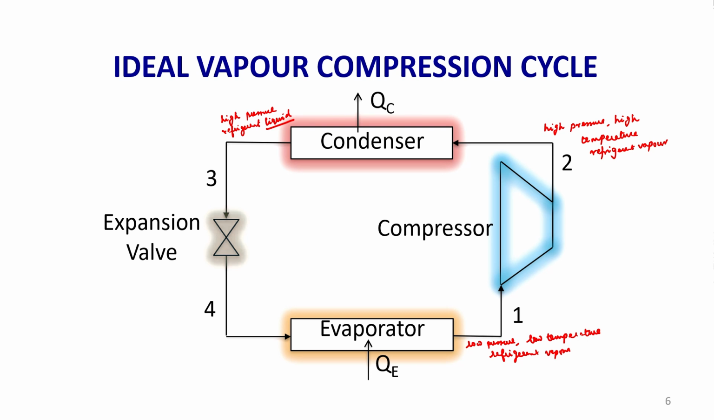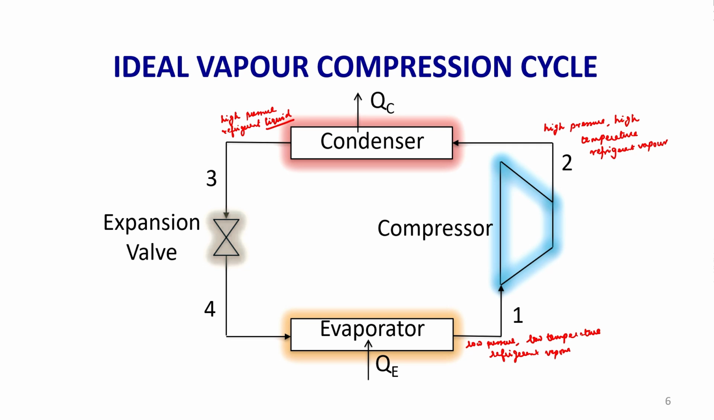On a temperature entropy plot, the process 3 to 4 is an inclined line, it is not a perpendicular line, whereas on a pressure enthalpy plot, the throttling process will be a line perpendicular to the x axis. Now this expansion device could be a capillary tube or a valve. It will reduce the pressure of the refrigerant from condenser pressure to evaporator pressure.